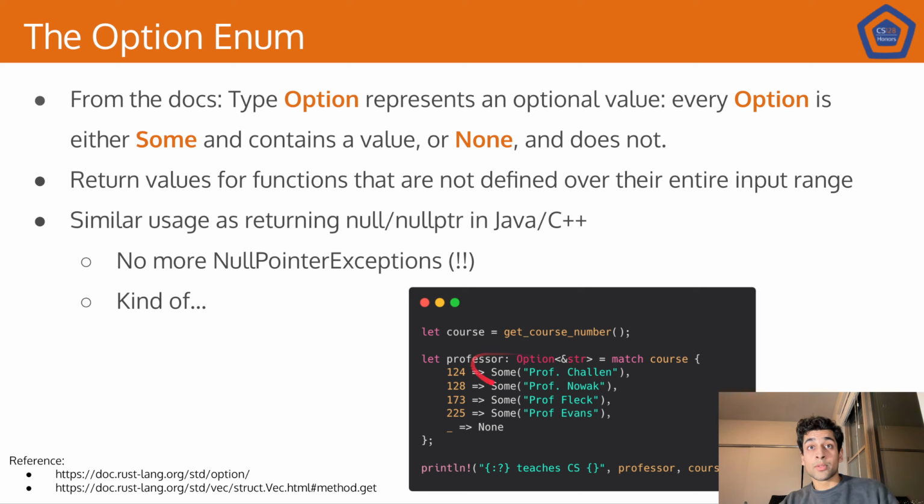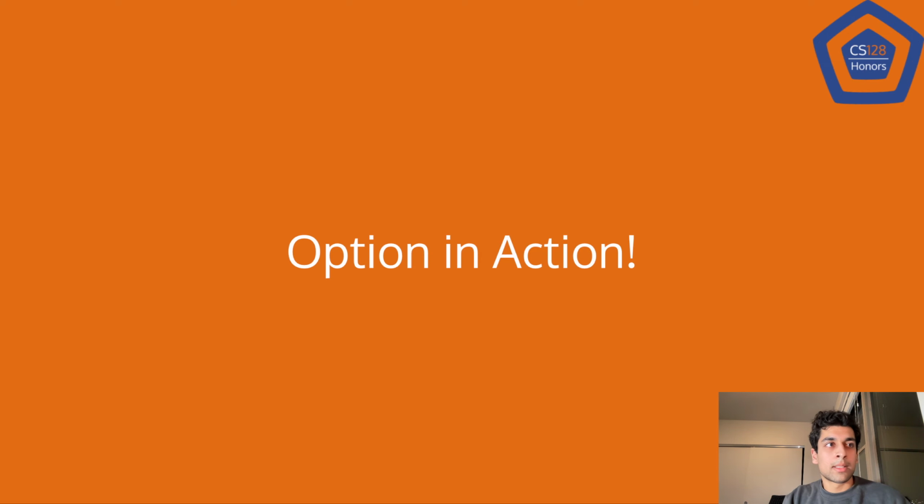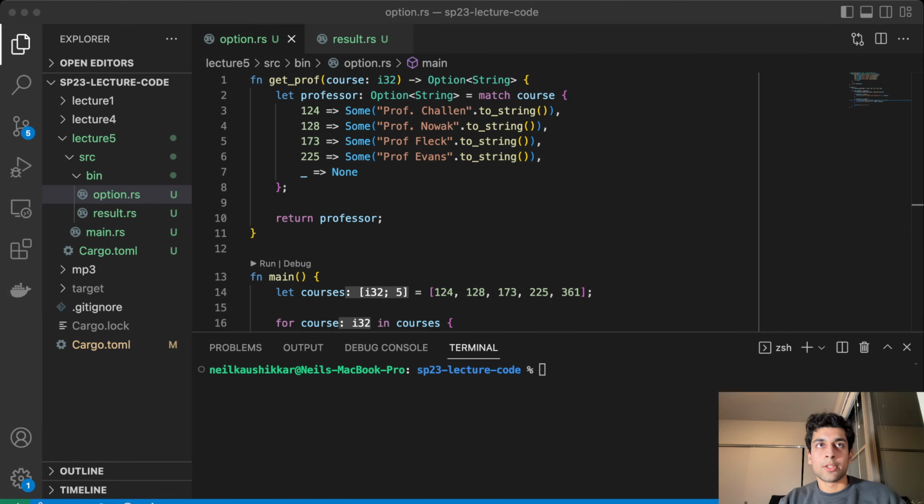So this is how you construct the Some type and the None type. You just say Some and then in parentheses whatever value you want to be putting inside it. For None, there's no value inside, so no parentheses needed. Okay, let's see some examples in action.